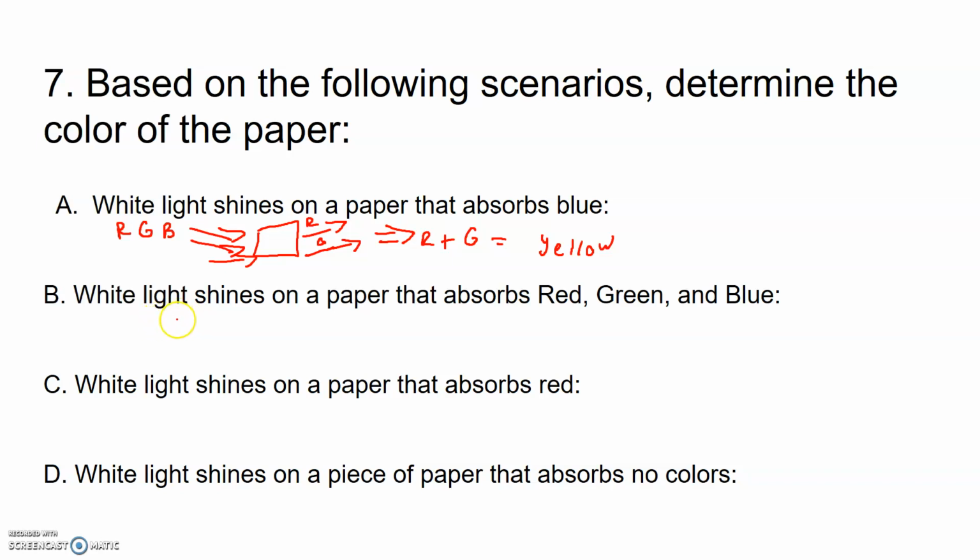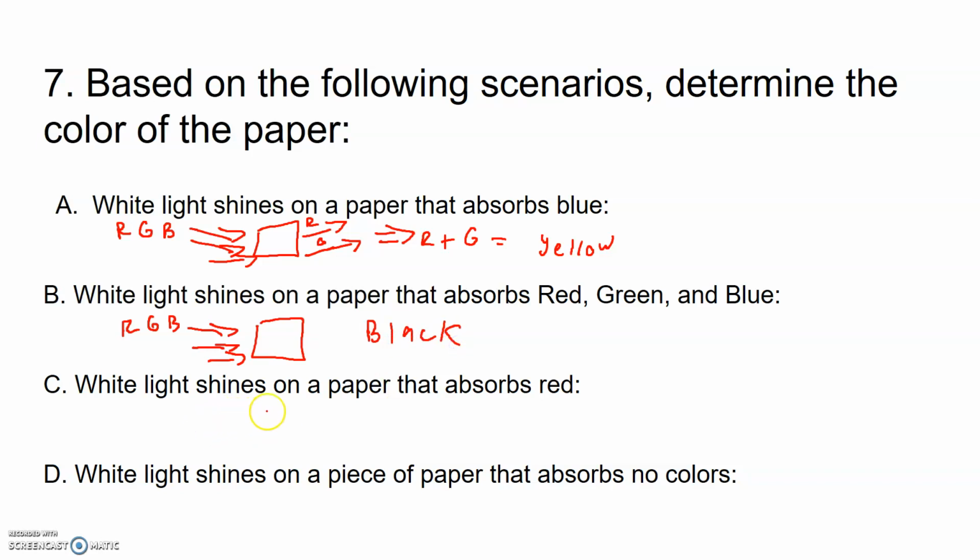White light shines on the paper that absorbs red, green, and blue. So once again, we have a white light, which is red, green, and blue coming in. And it takes in everything, so nothing comes out. Well, the absence of light is black.